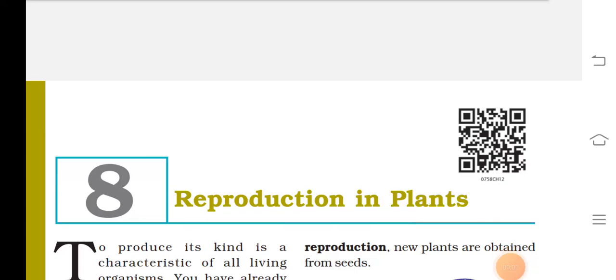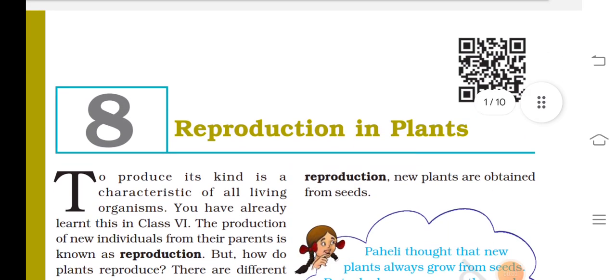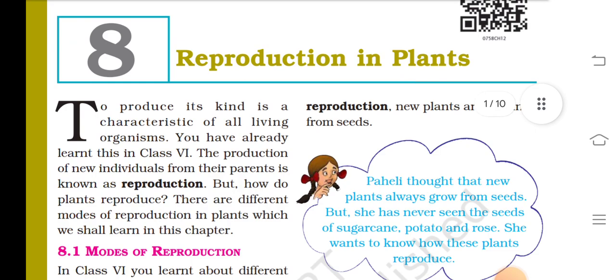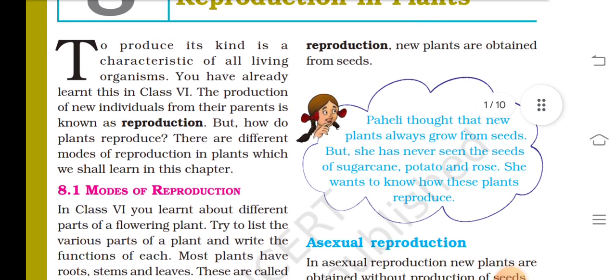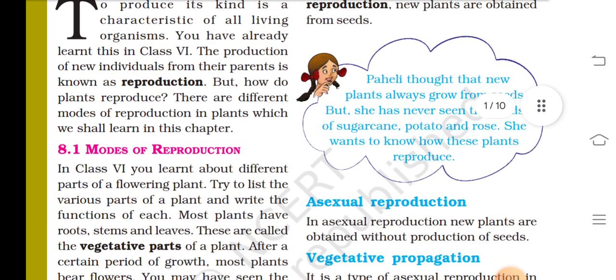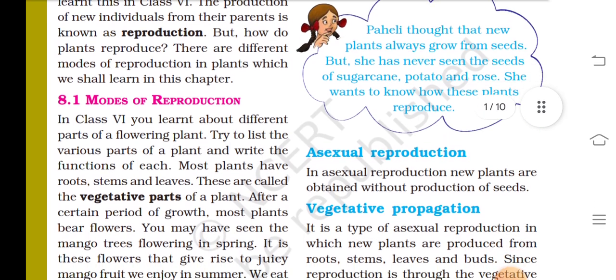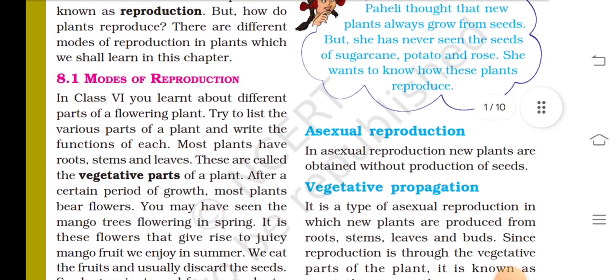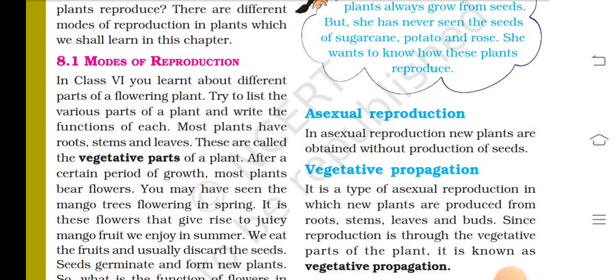Class 7, Chapter 8: Reproduction in Plants. To produce its kind is a characteristic of all living organisms. You have already learned this in Class 6. The reproduction of new individuals from their parents is known as reproduction. But how do plants reproduce? There are different modes of reproduction in plants, which we shall learn in this chapter.